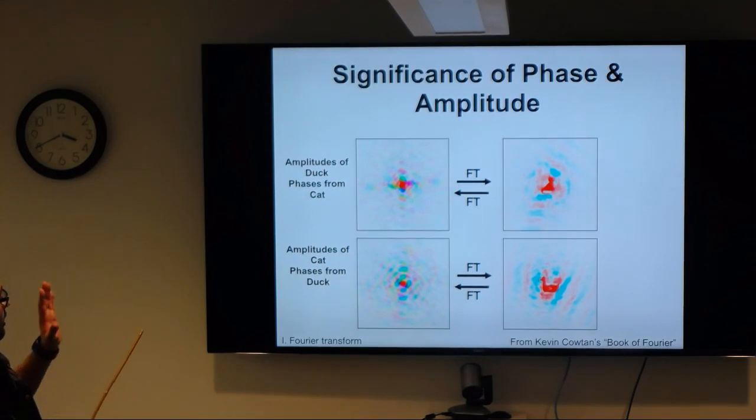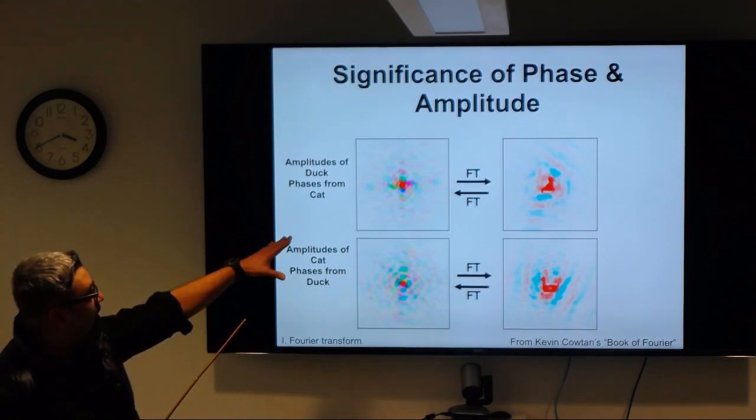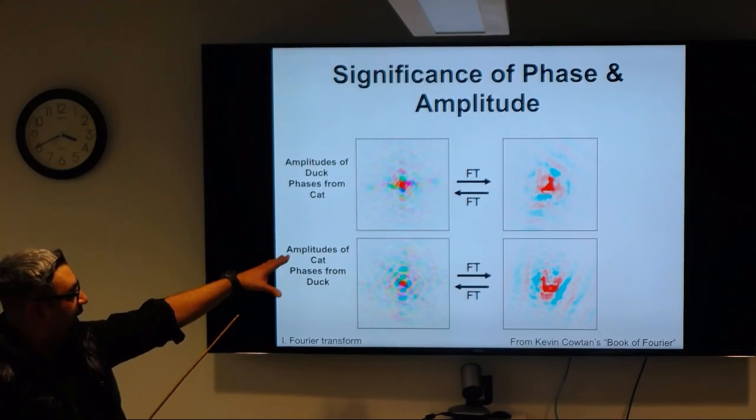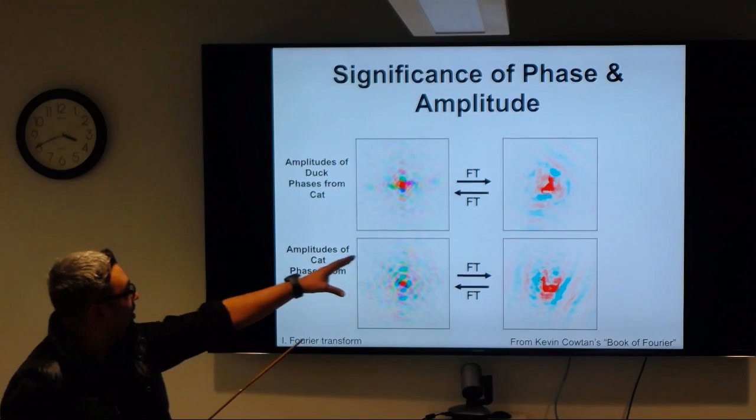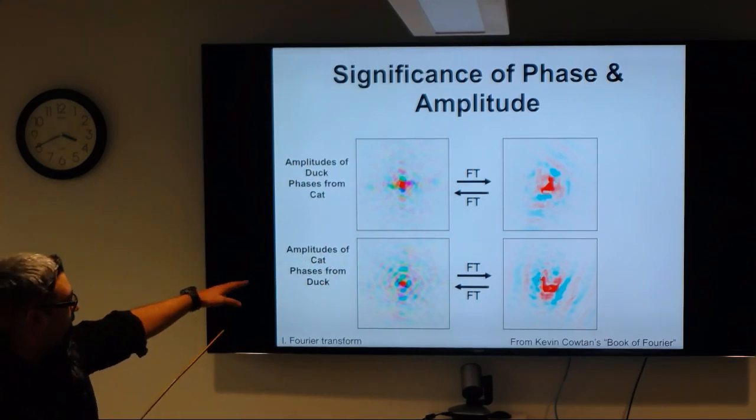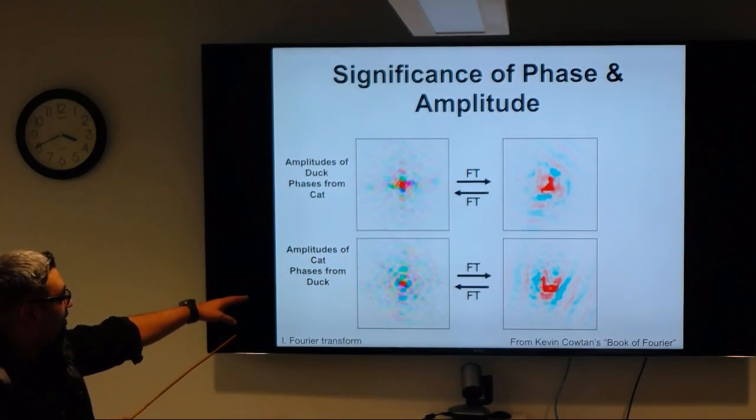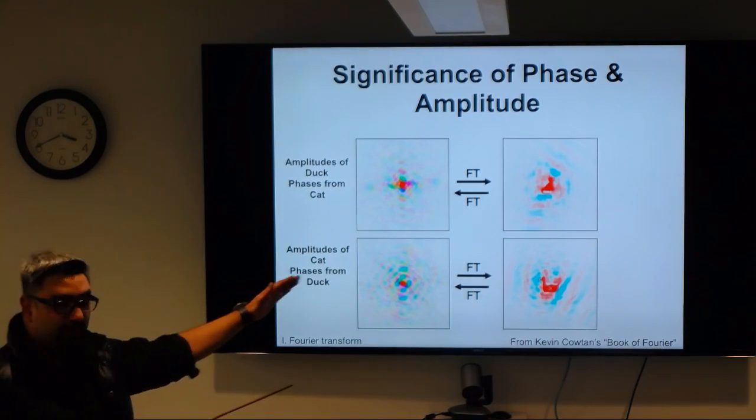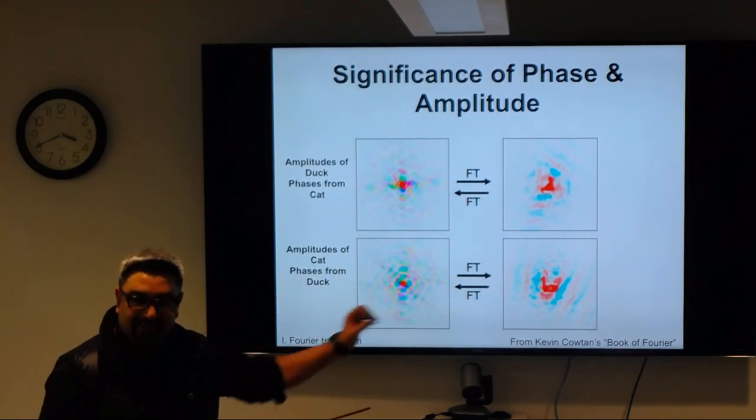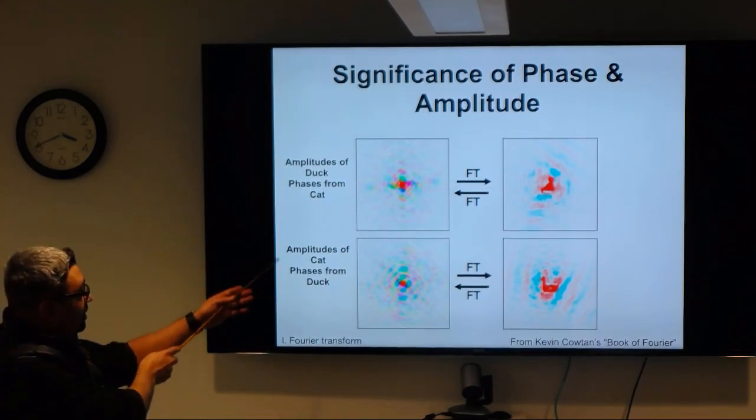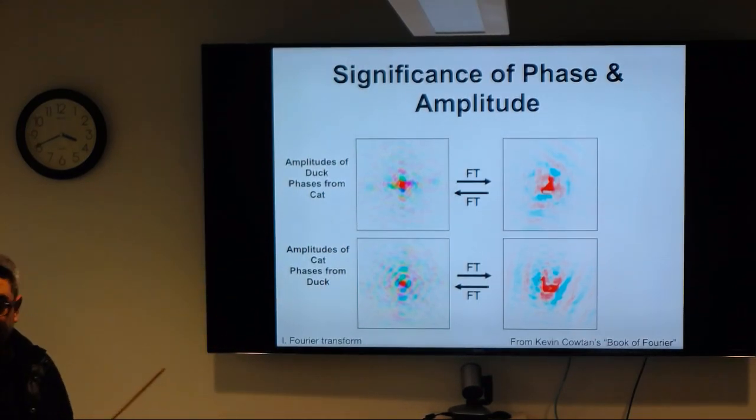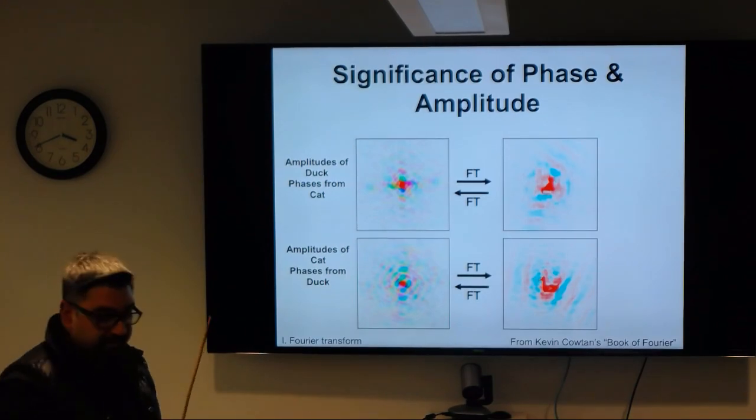Okay, so you have the amplitudes of the duck, but you have the phases from the cat. And you do the Fourier transform and you get the cat. Whereas you have the amplitudes of the cat and the phases from the duck. You do the Fourier transform of that and you can see the duck. So you can see in both cases the phases are the dominating factor in both images.